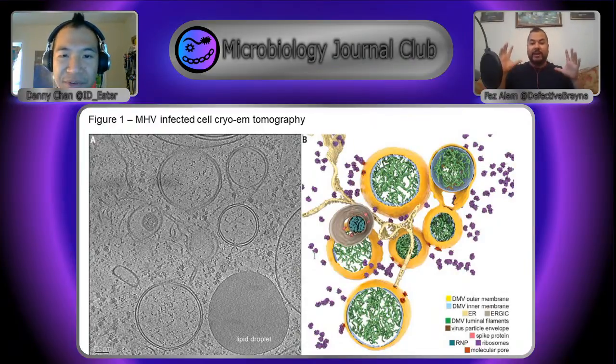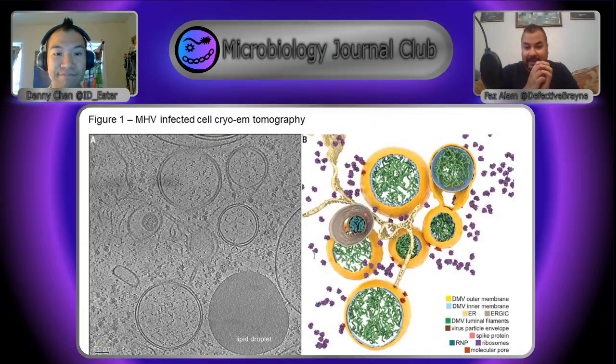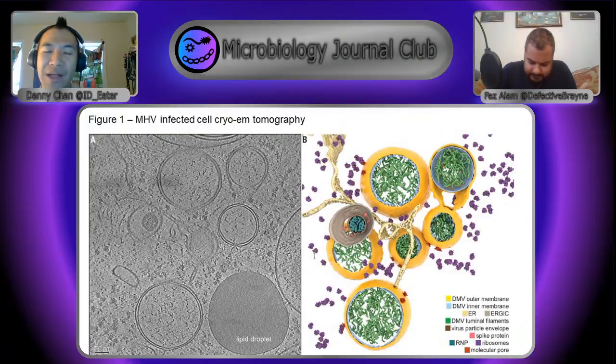These are replication organelles that are created by coronaviruses when they infect cells, which are dedicated to replication. So normal cells don't create these, but virus-infected cells suddenly create these big blobs, just blobs of double membrane organelles. Yeah, well, it's interesting, right?